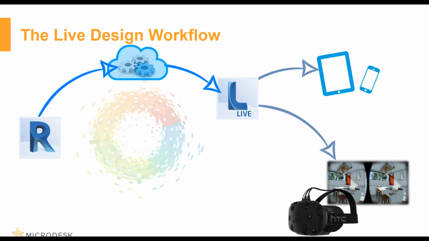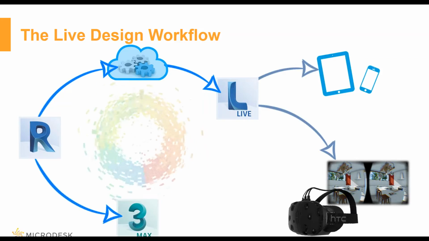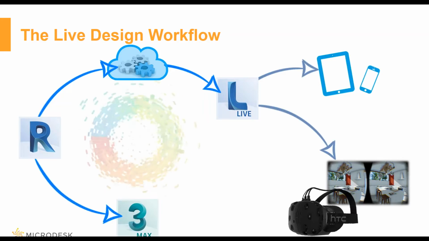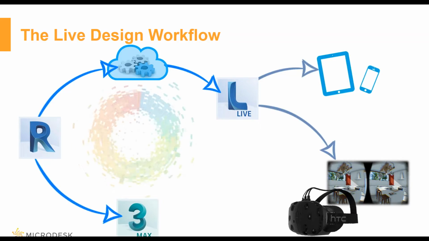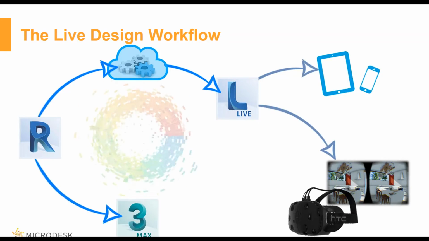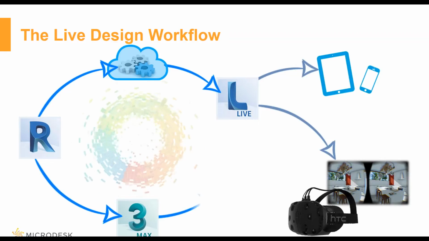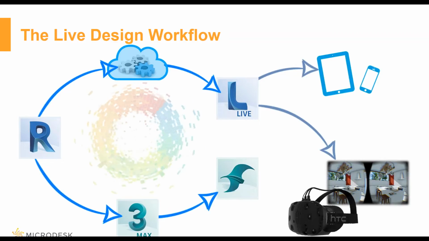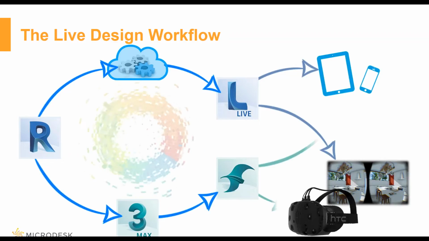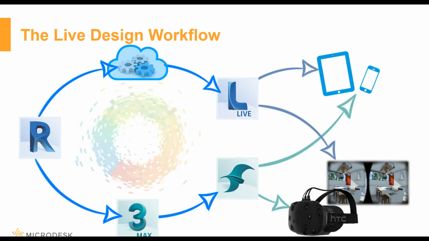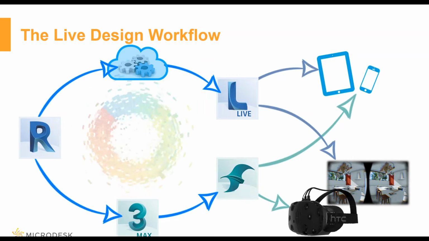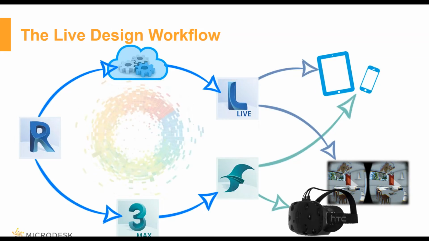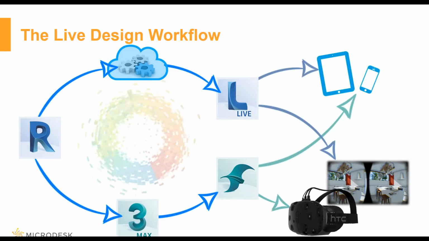But if I'm looking to do much more, so let's say I want to actually add lots of animations or interactivity, in that case, I'll go the other direction. I can send my Revit model to 3D Max, and then I can send it to Stingray. Now, Stingray is the game engine side of things, and just like Live, I have the ability to send it to a mobile device or onto virtual reality headsets if I want to. It's kind of in beta, but I can look at it online as well.